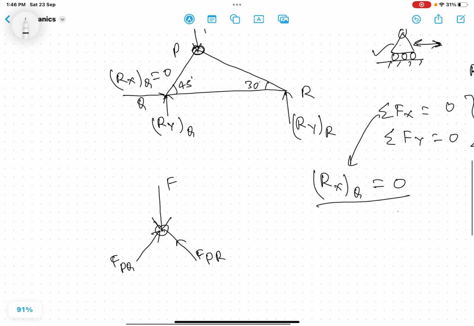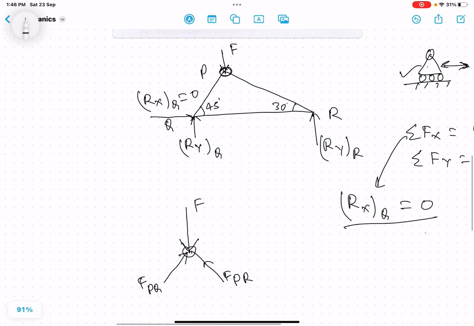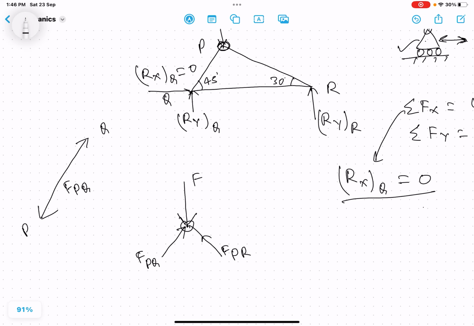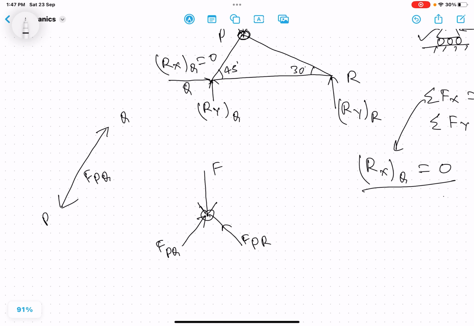Now these are the internal forces that are being applied on these members. Suppose this is member PQ, so we assume that there is a tensile force being applied in this member. So this is F of PQ. You can assume it to be a compressive force also. The only difference will be the sign of the solution which you will be getting. Otherwise you can assume whatever you want.